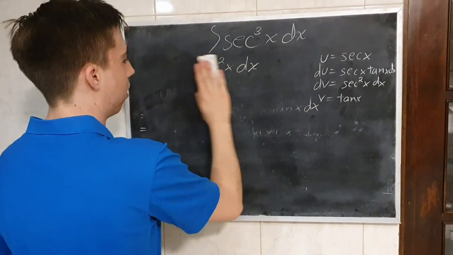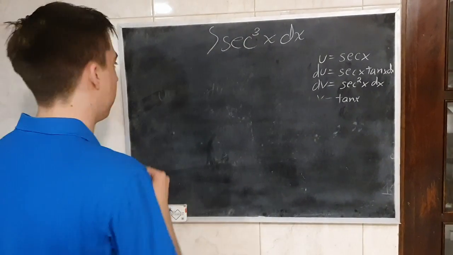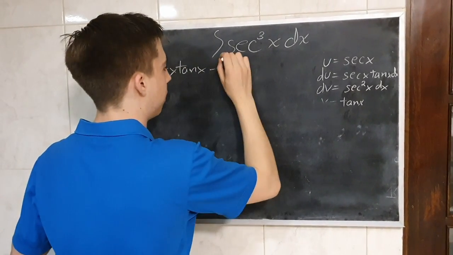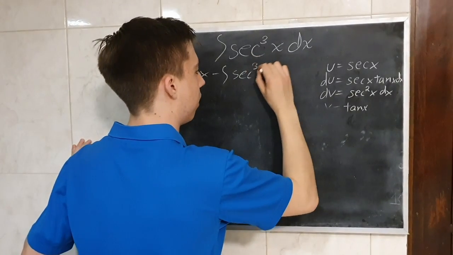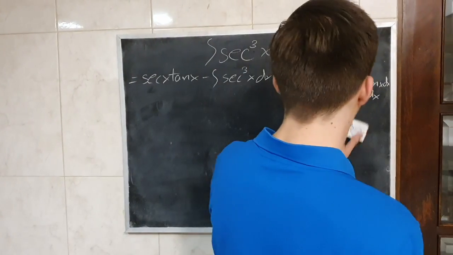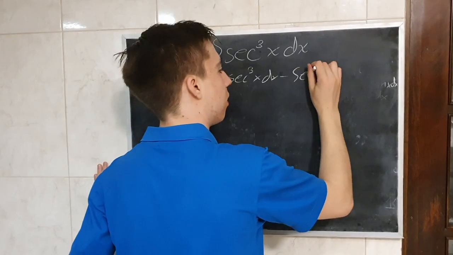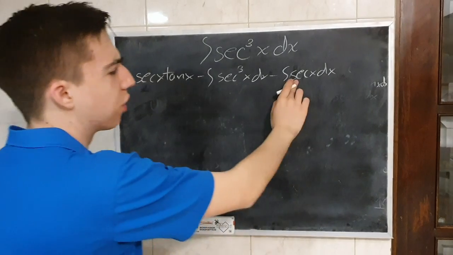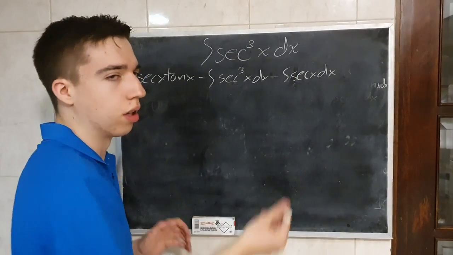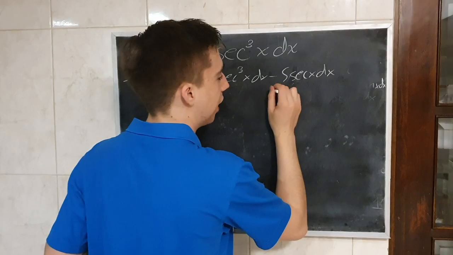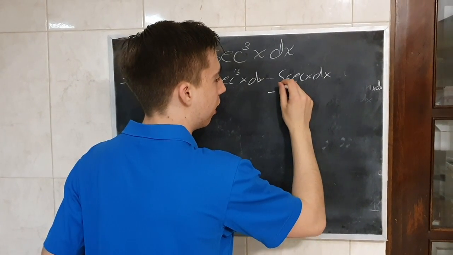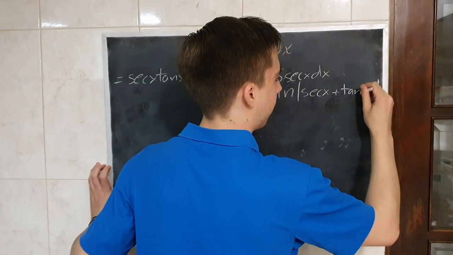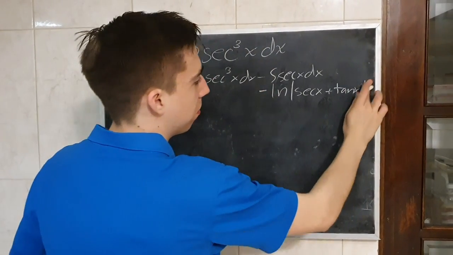So I'm gonna erase everything. And we were left with sec x tan x minus secant cubed x dx minus secant x dx. Okay, so this one we can solve it normally, and there's a rule for integrating secant, which is just that the answer is going to be ln secant x plus tan x.